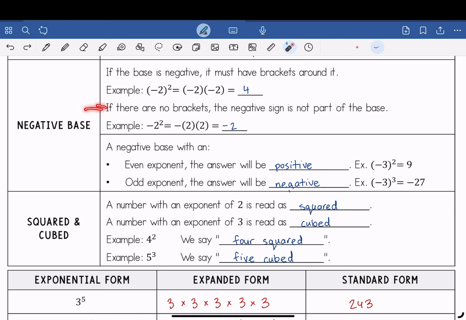If there are no brackets, the negative sign is not part of the base. So notice here, there are no brackets. Therefore, the negative sign is outside of the actual base that is multiplied 2 times, and the answer is different as well. It will be 2 times 2, which is negative 4.